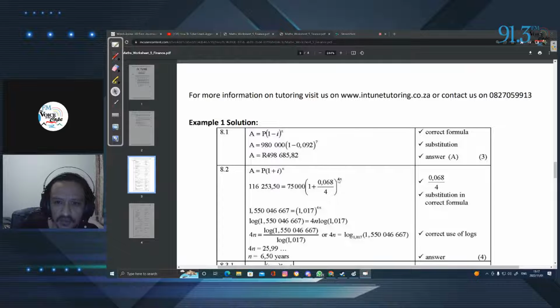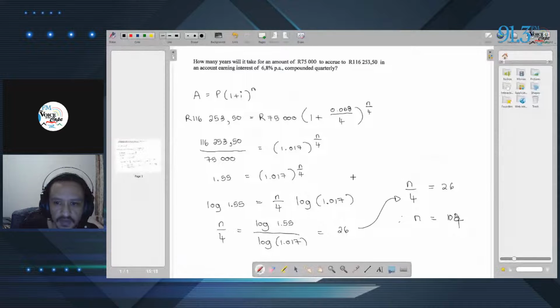Oh, sorry, my apologies. I was supposed to say 4 times n, not n over 4. So I kind of rushed the process there and made an error, and that's why that number was so large. So we did everything correct with regards to the logs. The mistake that I made was that I said, if you look over here, n over 4. So this was supposed to be 4n.